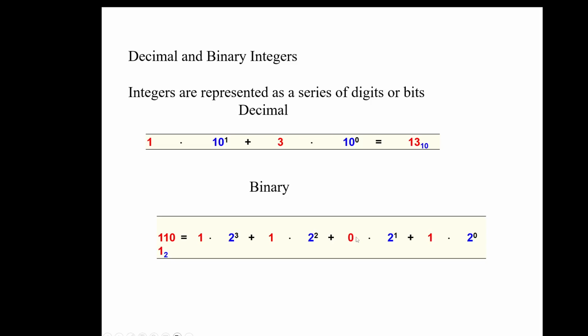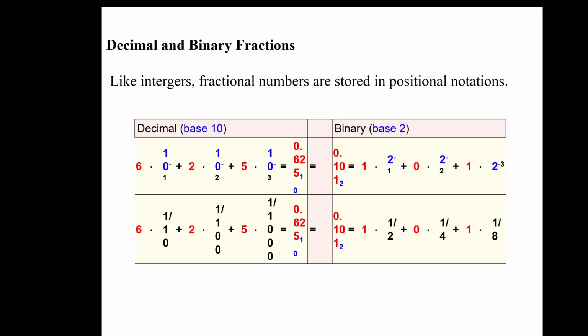So in other words, we have 1 plus 4, which is 5, plus 8, which gives us a value of 13, since we don't have a 2. So that's the same representation of the same quantities in the two numeric systems.